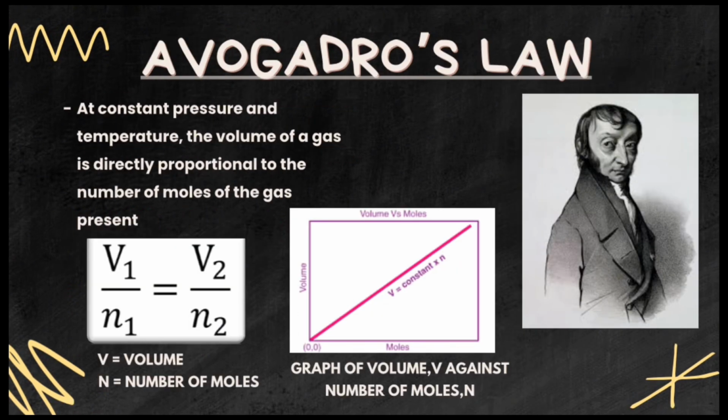After that, there is Avogadro's law. Avogadro's law stated that at constant pressure and temperature, the volume of a gas is directly proportional to the number of moles of the gas present. And its formula is V1 over N1 equals V2 over N2, whereby V equals the volume and N equals the number of moles. This is the graph that proves volume is directly proportional to the number of moles. And this is the picture of Avogadro.